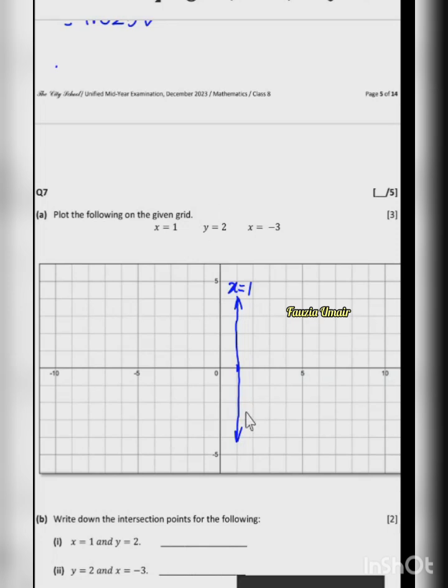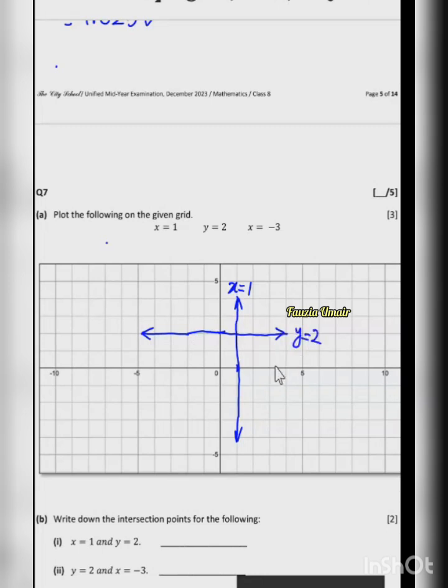If you draw this one straight line, you will get 1 mark. For the second line, y is equal to 2. So I will start again with the origin. Y is equal to 2 means I will not go on the x-axis. I will go 2 steps upward. So there is y = 2. Now I will simply draw a straight line on this, showing that this is the graph of y is equal to 2.